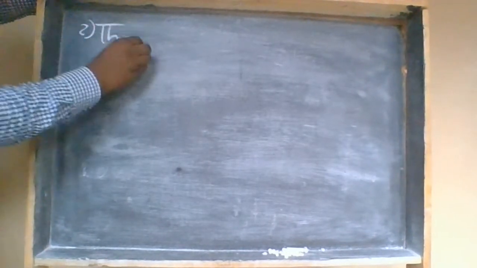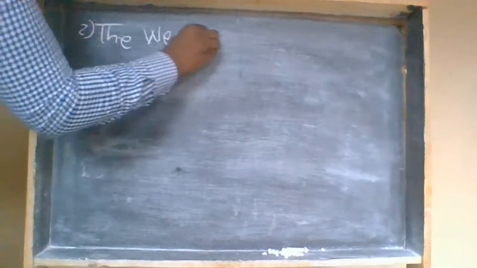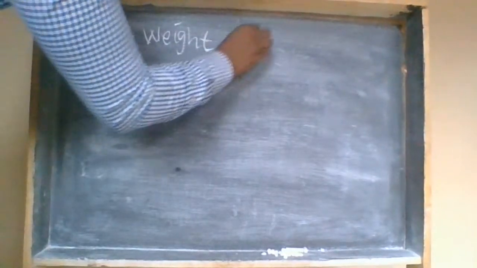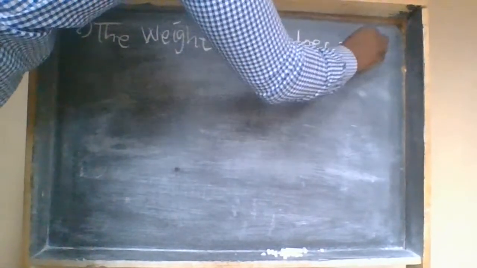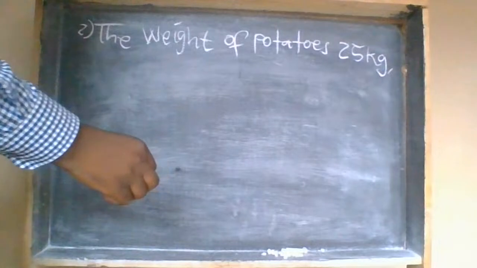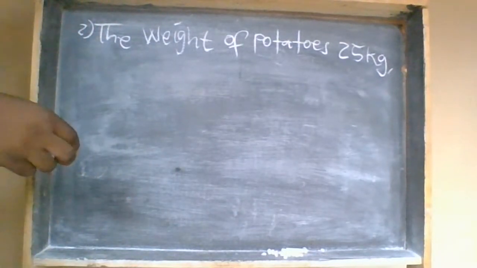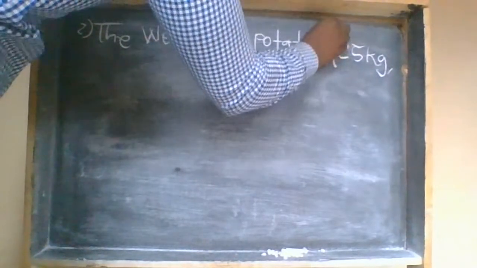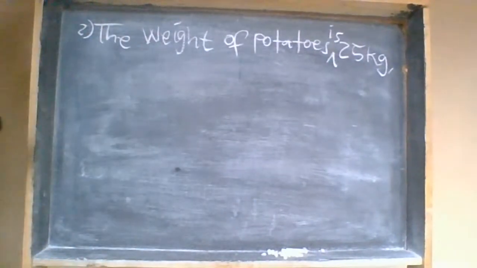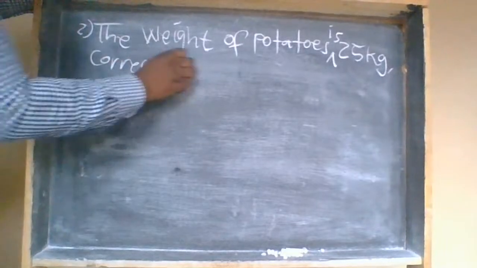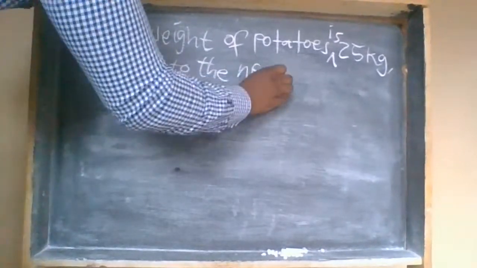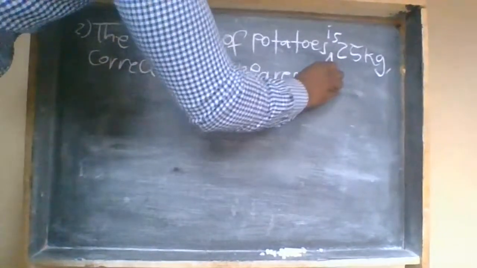Okay, we have this question. The weight of a bag of potatoes is 25 kg, correct to the nearest kg.